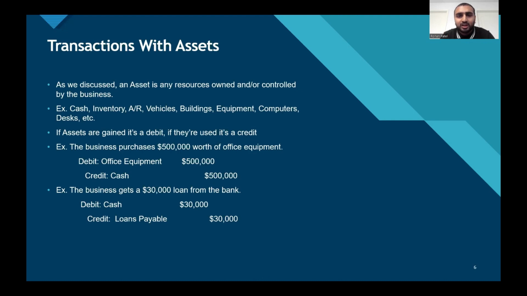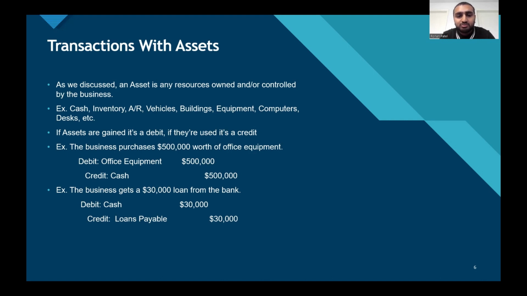So bear with me. I know the rules are confusing in definition, but as we go over the examples, they'll get a lot clearer, and you will see the methodology about how we use these rules. So let's get right to it. So the first example of transactions with assets.